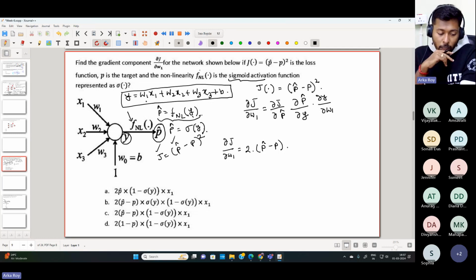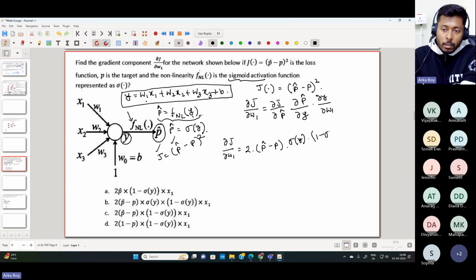We did it in the week 1 quiz. Sigma of x is 1 by 1 plus e to the power minus x. So there is a specific form: sigma y into 1 minus sigma y. Yeah, so that is sigma y into 1 minus sigma y. Sir, how does this form come, sir?